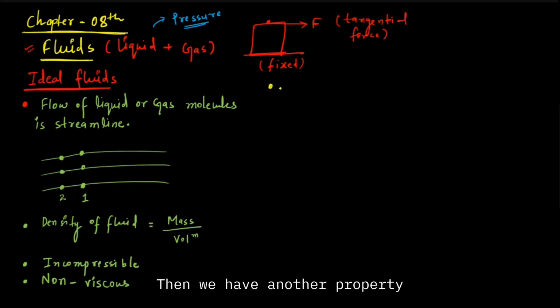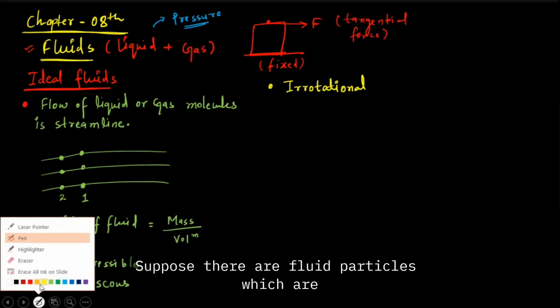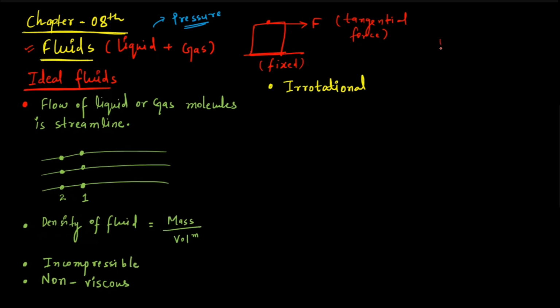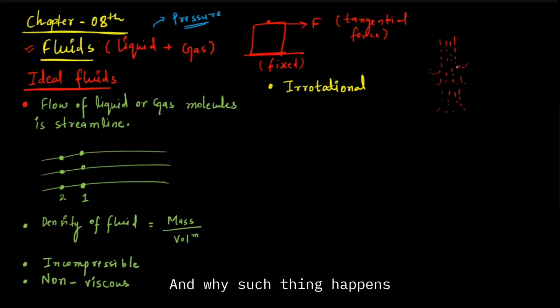Then we have another characteristic of ideal fluid, which is called irrotational. Irrotational flow. Now, what does it mean? Just try to understand it this way. Suppose there are fluid particles flowing like that. What we observe is that some water droplets do reach against the line of motion of different particles. And why does such a thing happen? It happens because of air inside the liquid.